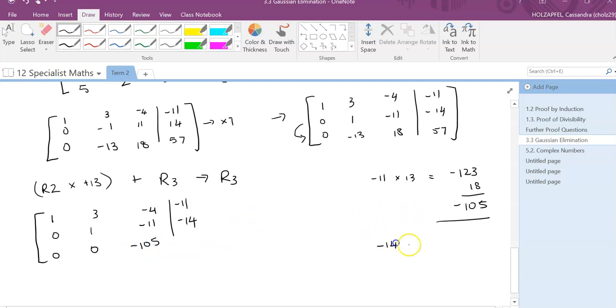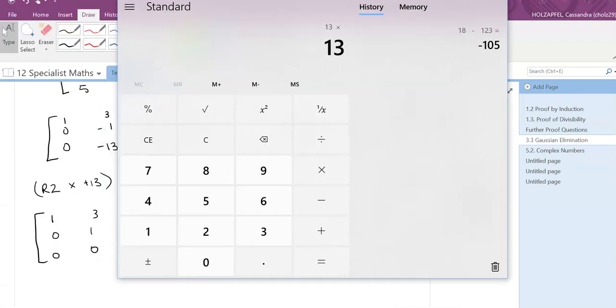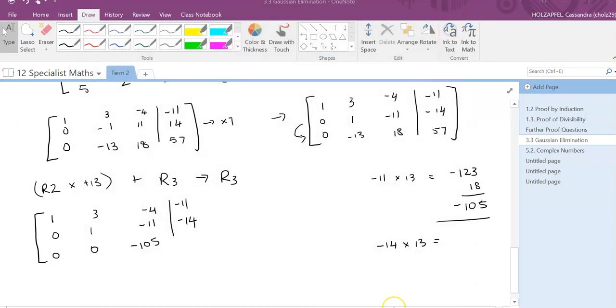All right, same thing now. So negative 14 times 13. I'm just going to do this on my calculator. So 13 times, what was the value? 14. So negative 182. And then negative 182 plus negative 14 is going to give me negative 196. Okay, so we're slowly starting to get somewhere now.